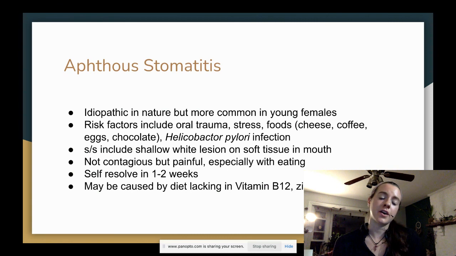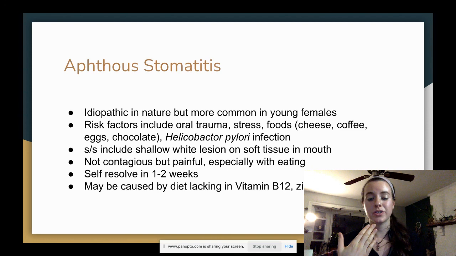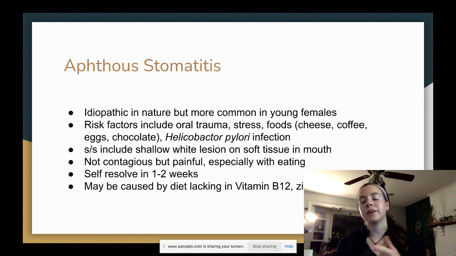It is a shallow white lesion on the tissue of your mouth. It's not contagious, it's self-resolving, but it is very painful when you're eating, and it is thought that perhaps these are caused by a diet that is lacking in vitamin B12, zinc, folic acid, or iron.